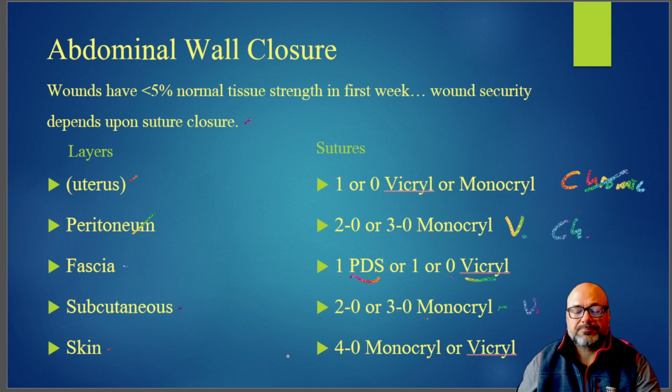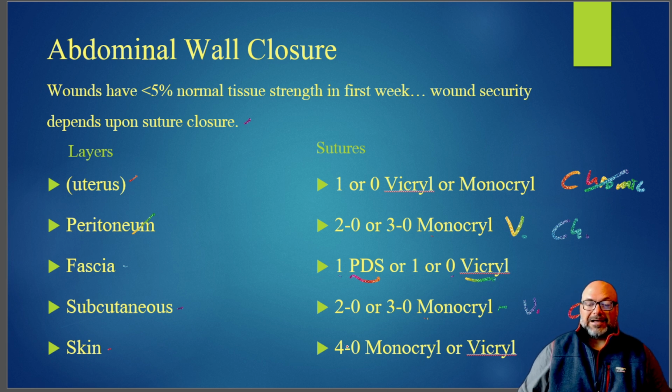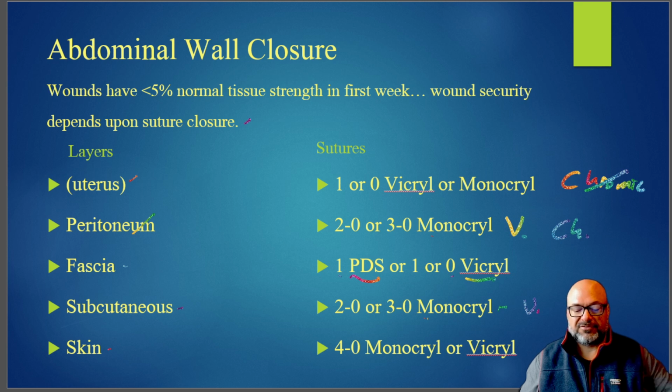For skin edges, there are some folks that will use staples. You're not going to see that a lot. With vertical skin incisions, you'll see it more, but with Pfannenstiels, usually not. Most people use a 4-0, sometimes a 3-0 Monocryl or a Vicryl. I typically use the traditional curved needle.